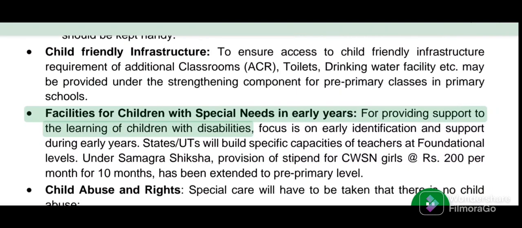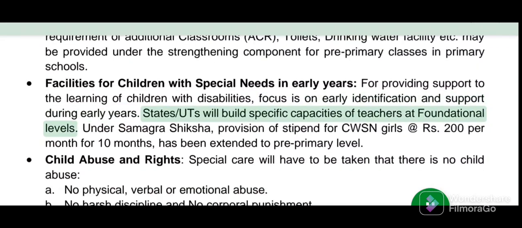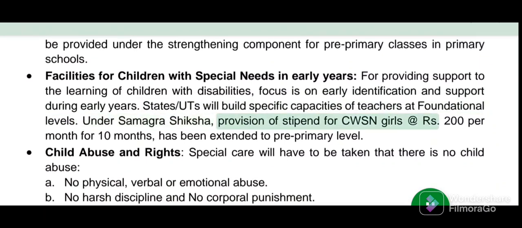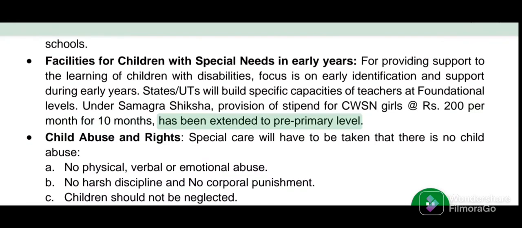Facilities for children with special needs in early years. For providing support to the learning of children with disabilities, focus is on early identification and support during early years. States and UTs will build specific capacities of teachers at foundational levels. Under Samagra Shiksha, provision of stipend for CWSN girls at Rs. 200 per month for 10 months has been extended to pre-primary level.